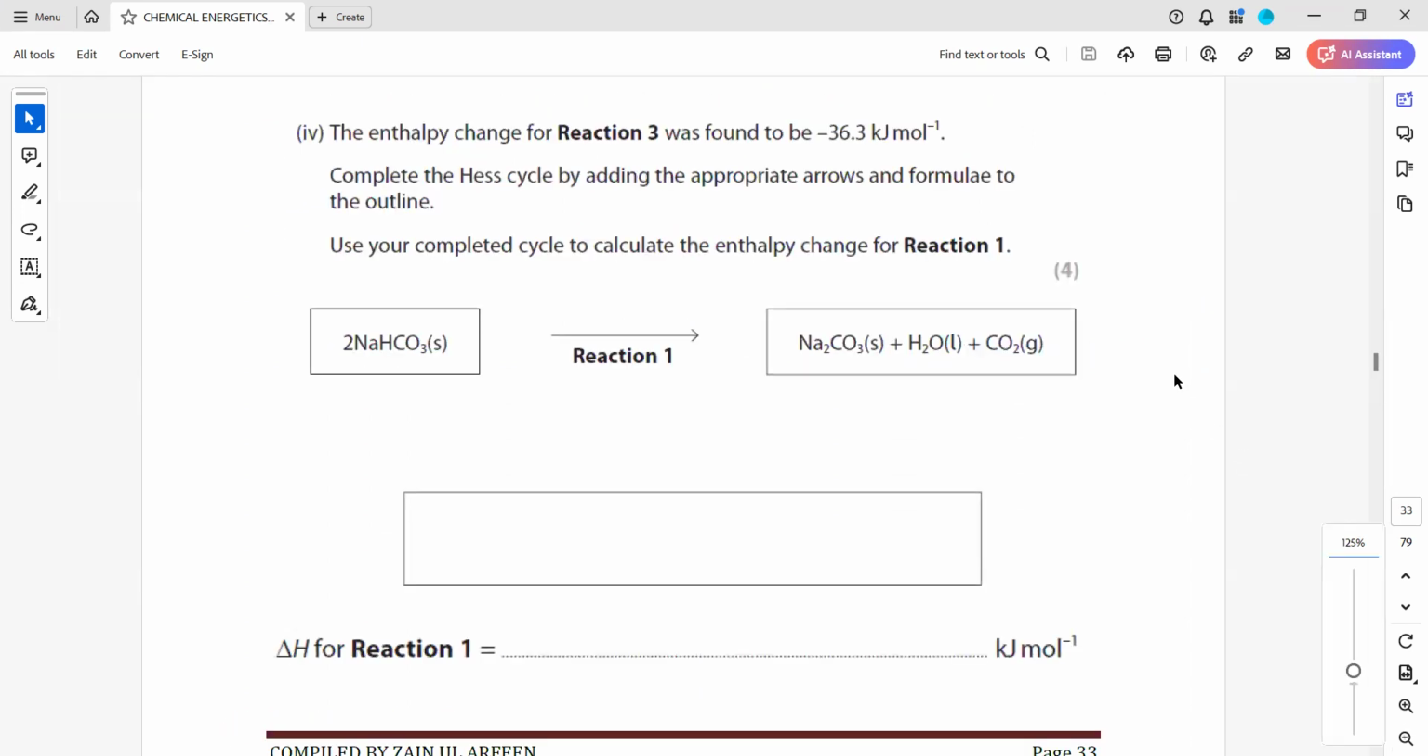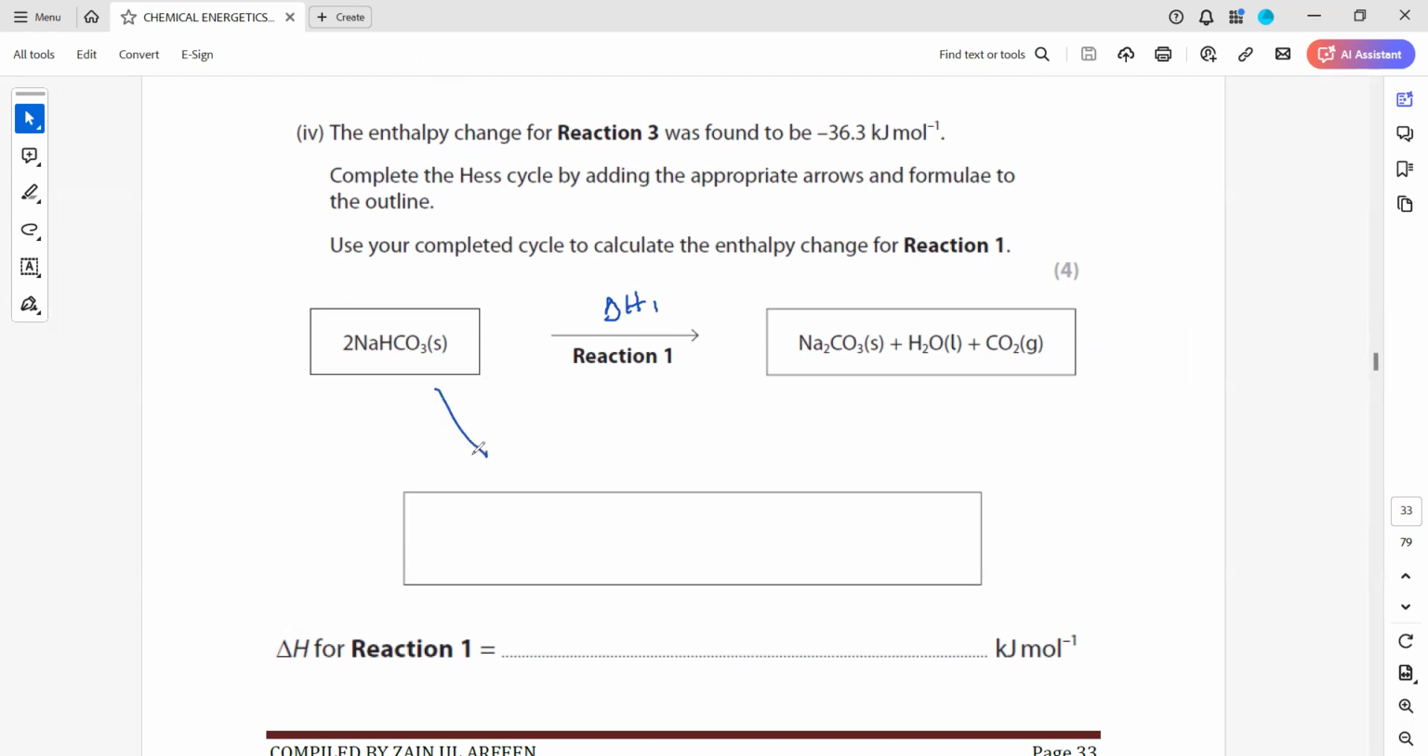Now, the enthalpy change for reaction 3 was found to be minus 36.3. Now complete the Hess cycle by adding the appropriate arrow and the formula to outline. So here we have sodium hydrogen carbonate. It gives sodium carbonate plus water. This is reaction 1. So this is delta H1.